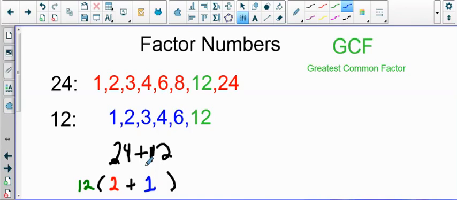So this is how we check this. 24 plus 12 is what? It's 36, right? So I'm going to check it. 2 plus 1 is 3, right? And 12 times 3 is 36. So these both mean the same thing. Now, the way we check this when we're doing our work is we multiply the monomial times the binomial to see if we get this. So 12 times 2 is 24. 12 times 1 is 12. And that's how you check it. So that's how you factor the number part. Next, we're going to look at how you factor the variable part.